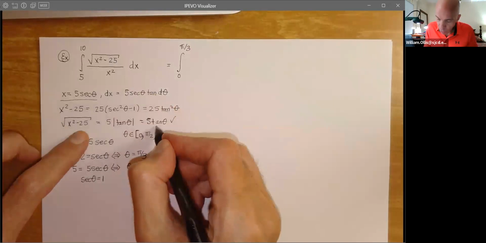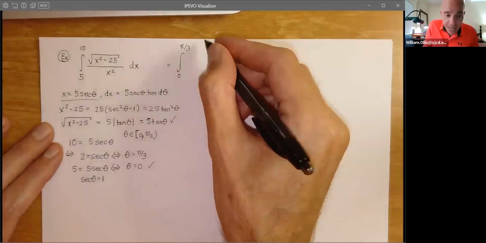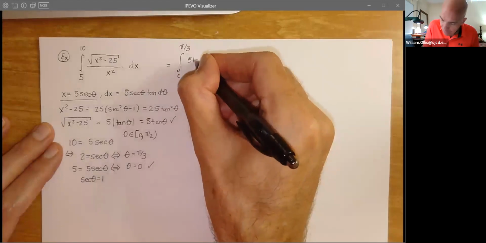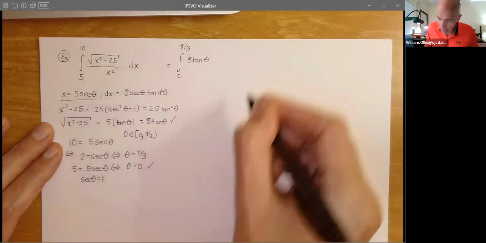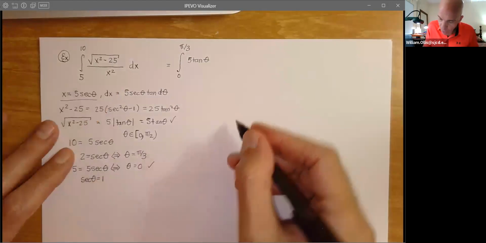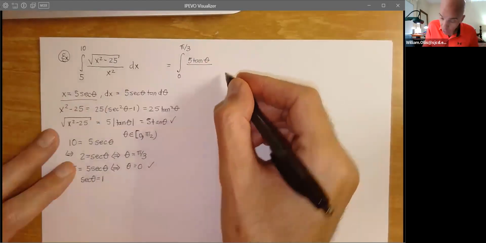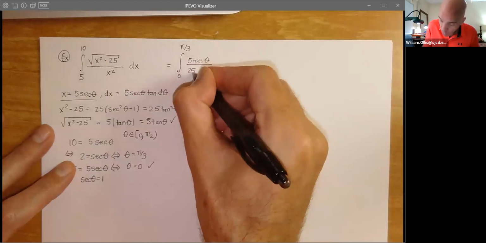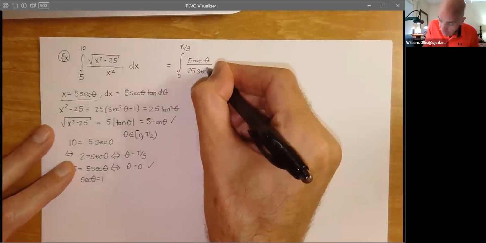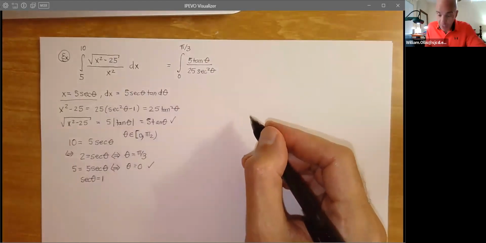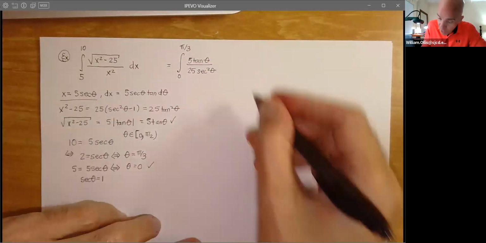So now the square root will just be what? 5 tangent theta. And then, of course, we got x squared, which will be 25 secant squared. Just square it out. And then we have the differential 5 secant tangent.